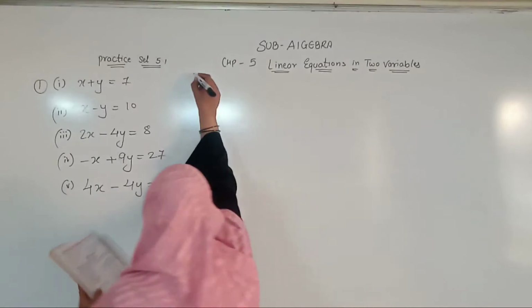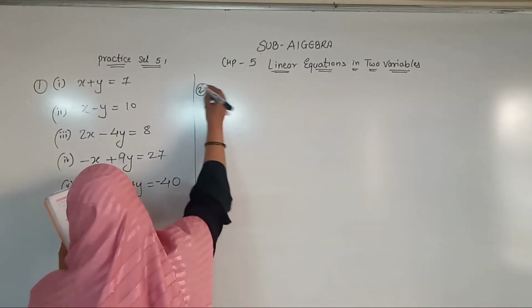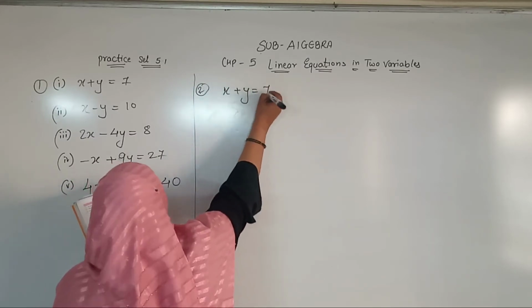Now next, write 5 solutions of the equation x plus y. Question number 2. What is that? The equation is x plus y equals to 7.